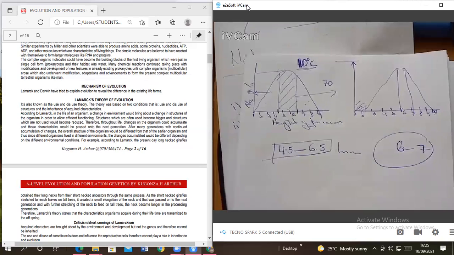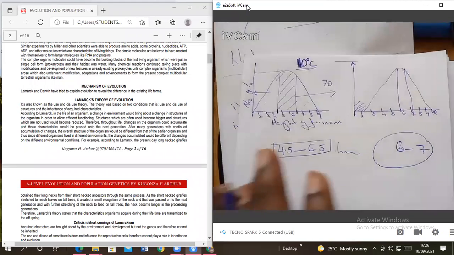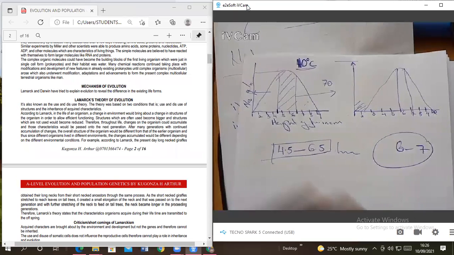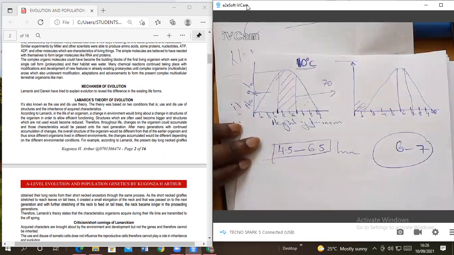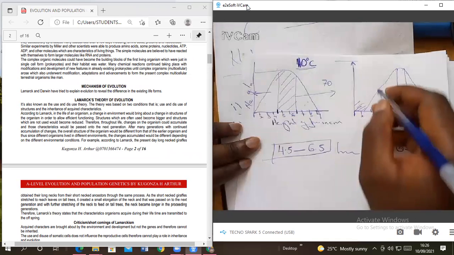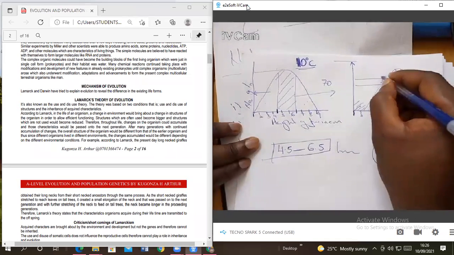It is favoring those with long fur, and it's not favoring those with short fur. That's why the curve is shifting to the other side. Therefore, our selection pressure is acting on people with short fur. They are being selected against. Therefore, our selection pressure is acting in that direction.